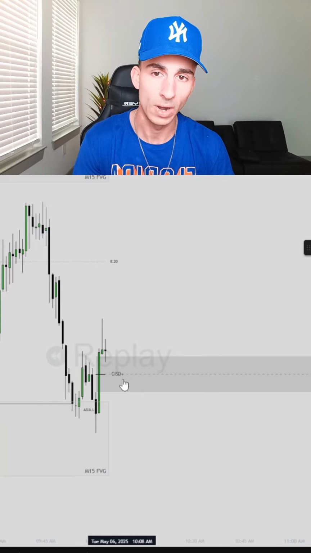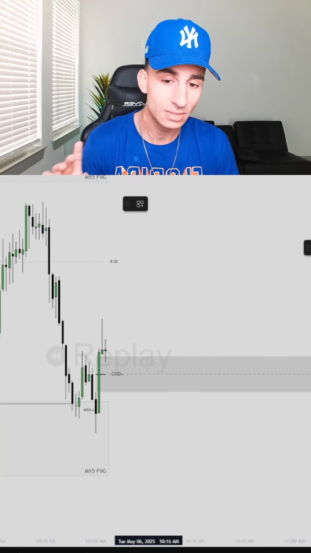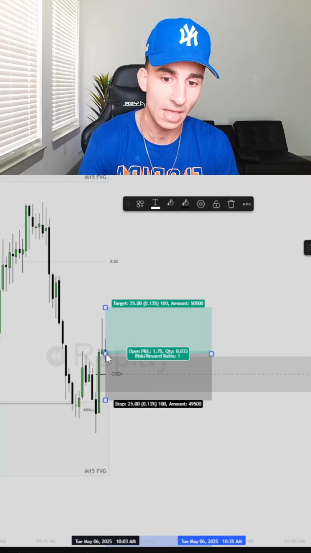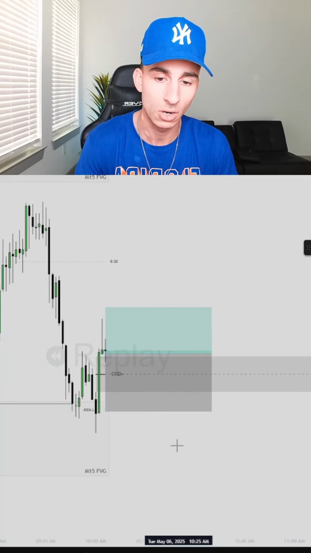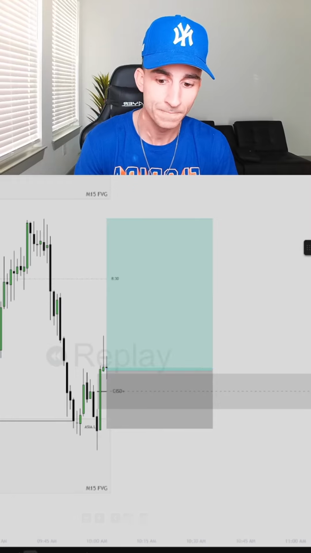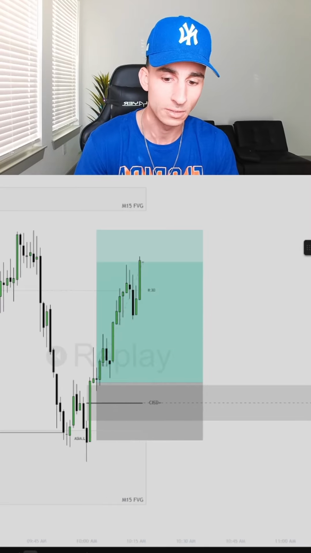So how do we know where to take entry? In this case, since the fair value gap is closer to price, we can take entry at the fair value gap, and this is what's called our easiest viable entry. You can target opposing liquidity up here and watch as price runs straight to our take profit.